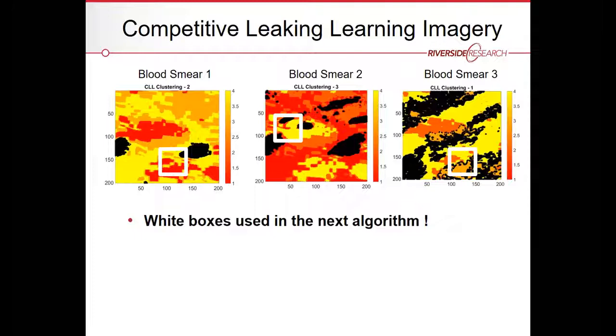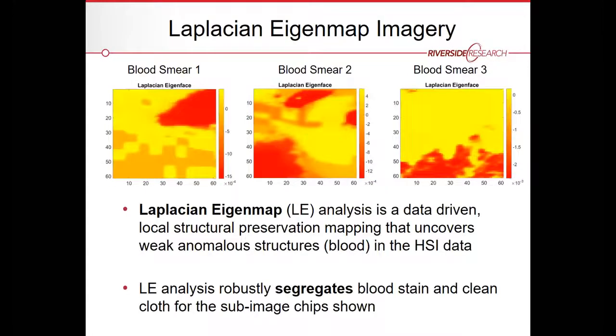We can take further smaller image chips from the targets to use the next algorithm, which is called Laplacian eigenmaps. Laplacian eigenmap is a form of data-driven analysis, a local preservation mapping that uncovers anomalous structures in the HSI data. You can think of Laplacian eigenmap as a mathematical form of goggles that you put over your eyes that finds local anomalous structures that don't seem to belong. Since blood in this situation is anomalous, it tends to focus on that.